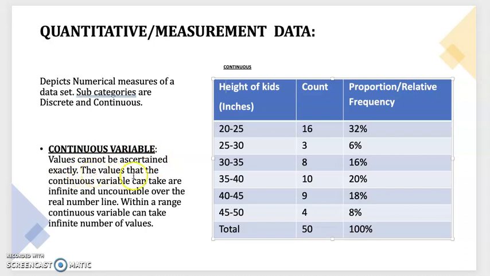The values that a continuous variable can take are infinite and uncountable over the real number line. Within a range, a continuous variable can take an infinite number of values.